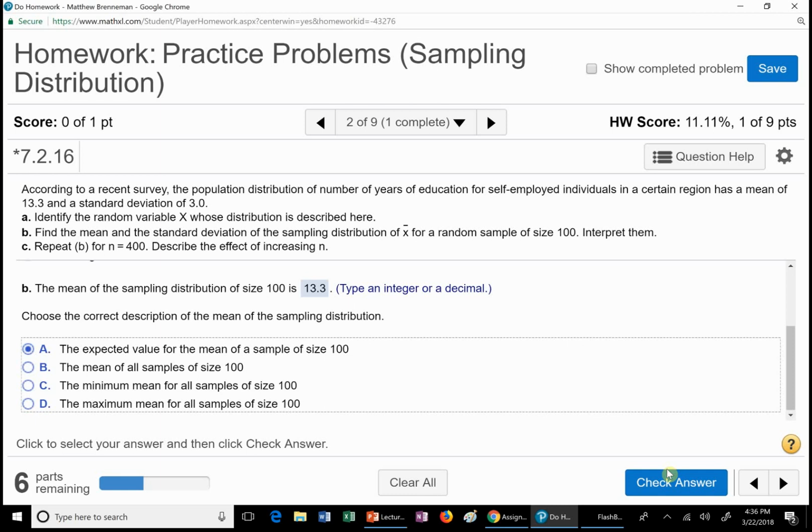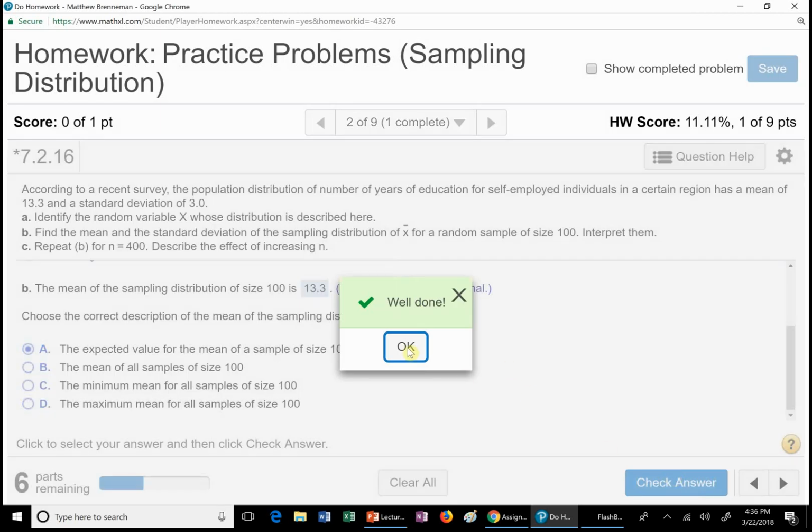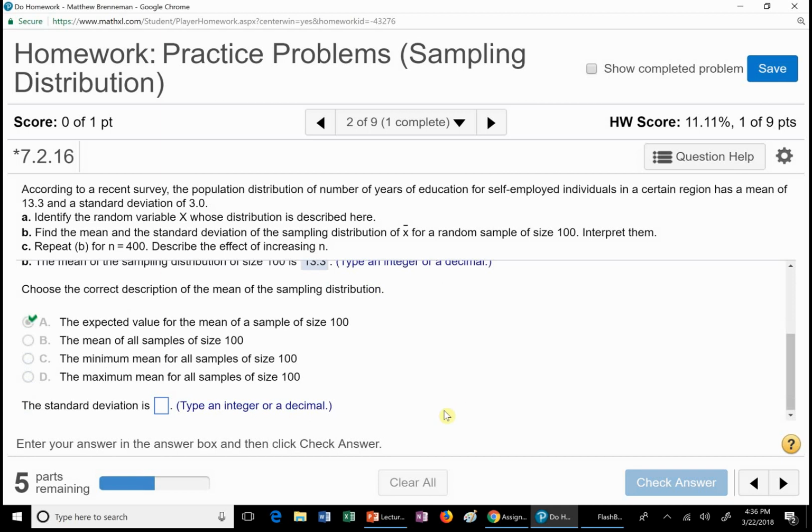So I'm going through these for a reason, right? Because guess what the homework's going to look like? It's going to look like this. So if you have questions, now's the time for honesty, right? Everybody's good? All right. What is the standard deviation of X bar?